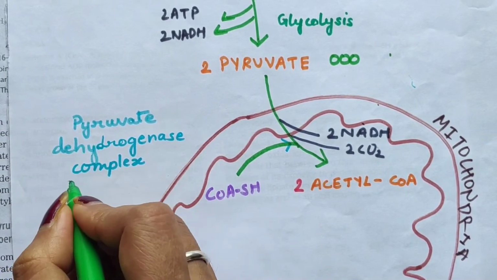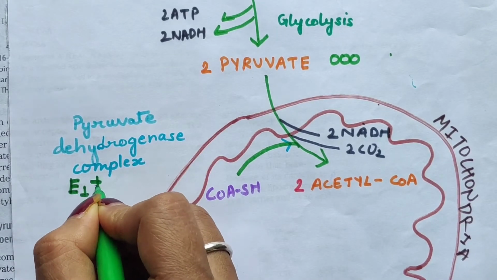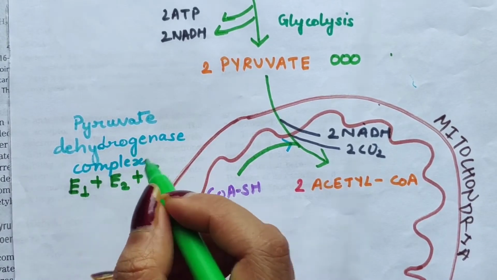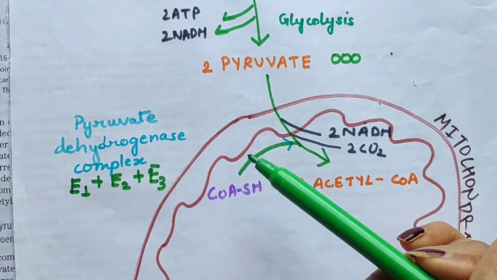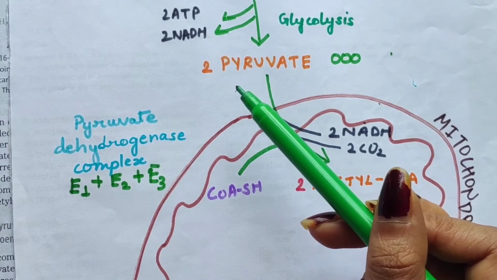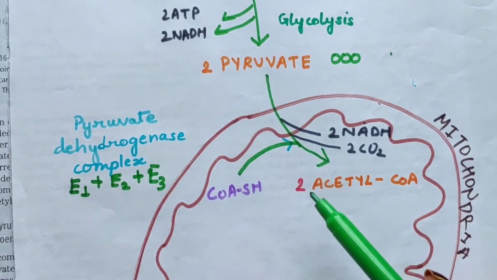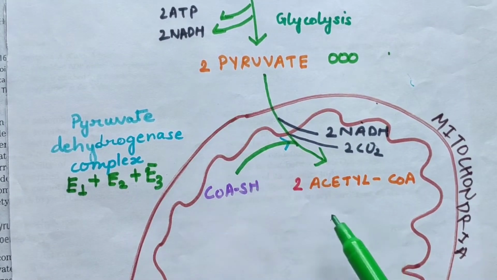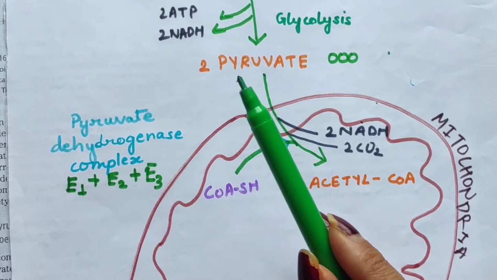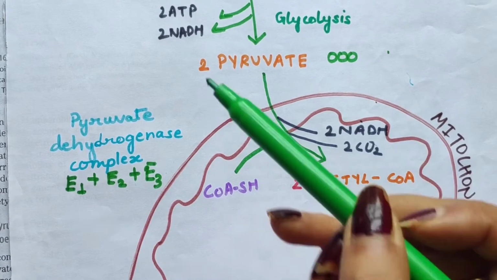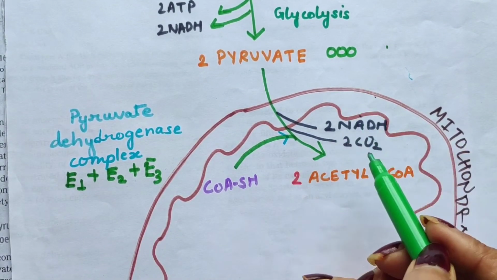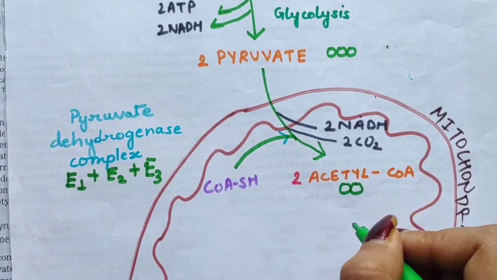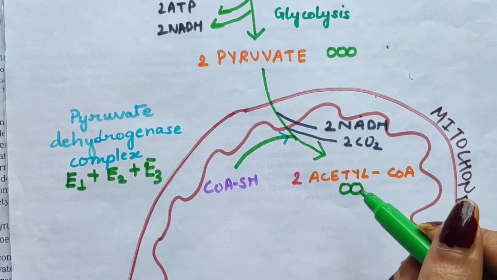Now this is termed a complex because actually there are 3 enzymes, E1, E2 and E3. Therefore it is called a complex. And the process that is taking place within the mitochondria is oxidation. The pyruvate is oxidized into acetyl-CoA with the release of 1 carbon dioxide. Since there are 2 pyruvate and 2 acetyl-CoA, 2 carbon dioxide are released, 1 for each pyruvate. Pyruvate has 3 carbons, and 1 carbon from each pyruvate will be released, so acetyl-CoA will have only 2 carbons. So this is how acetyl-CoA is formed.